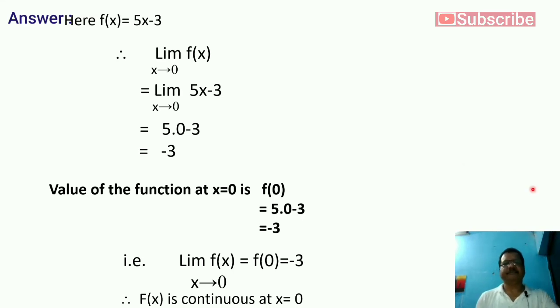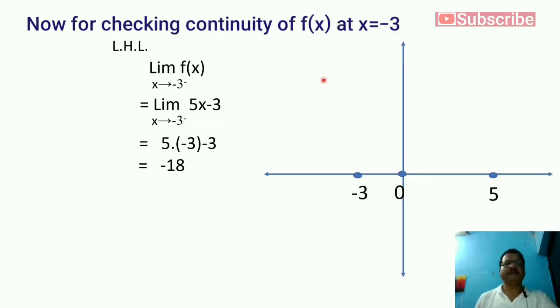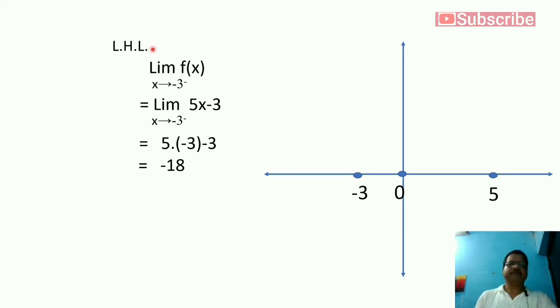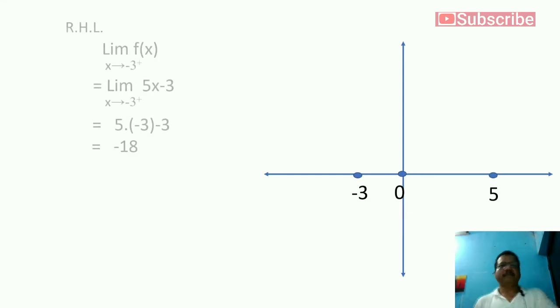That is helping you to understand this one, for checking continuity of f(x) at minus 3. For that we are finding the left hand limit of f(x) at minus 3 negative, and that we are having here minus 18. Okay, now you see, minus 3 is this point, and y equal to minus 18 means here, approximately in this portion.